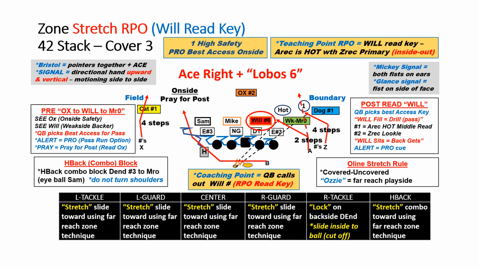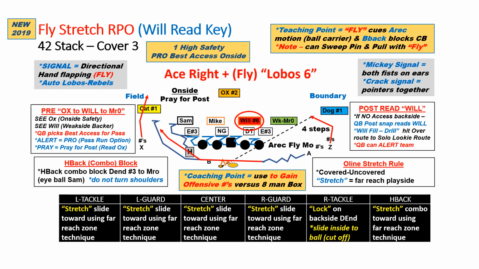What's great about this package is you can also then run your fly sweep or jet sweep to the field. Nothing changes. We just use our same stretch RPO rules. One key point, I like to run this where the A receiver motion is getting it so that we can still have a mesh and read on the will backer, just like any other RPO. So timing would be to snap when he gets to the hip of that right tackle.